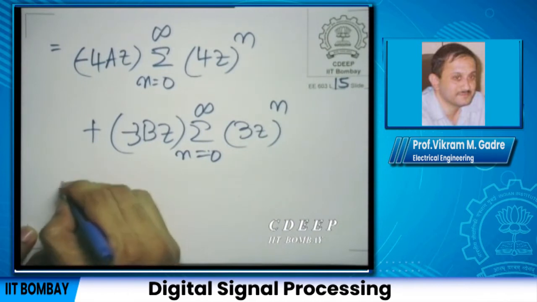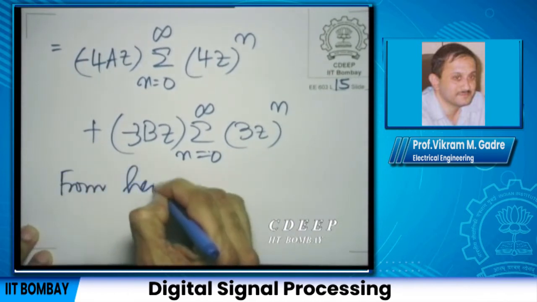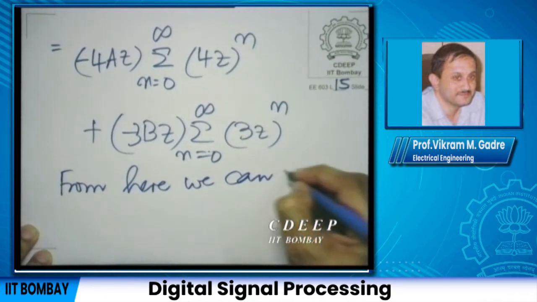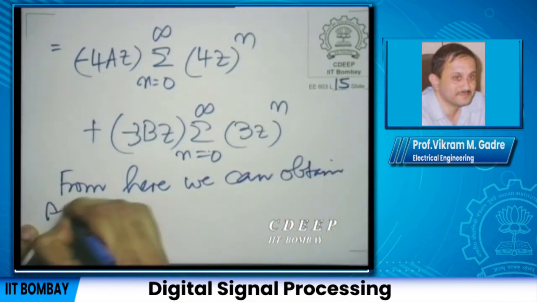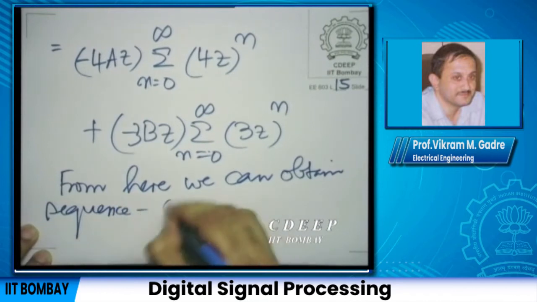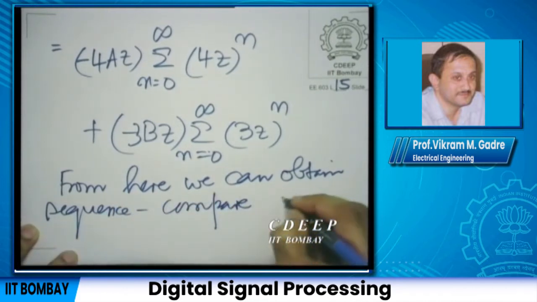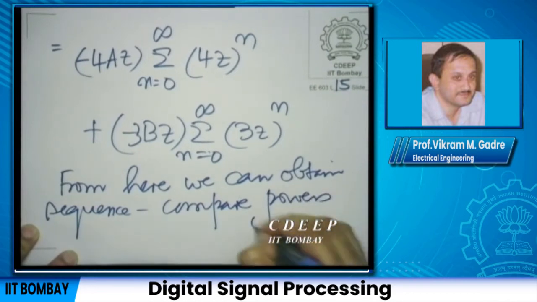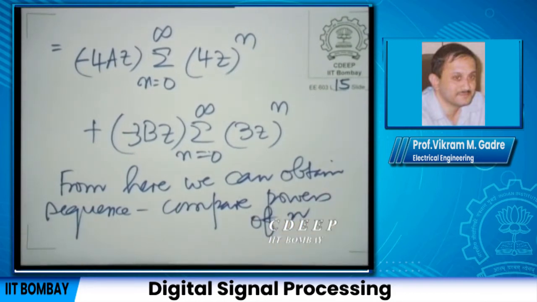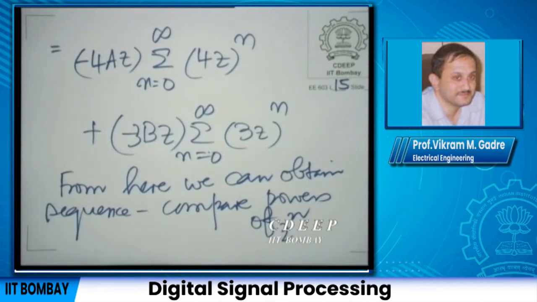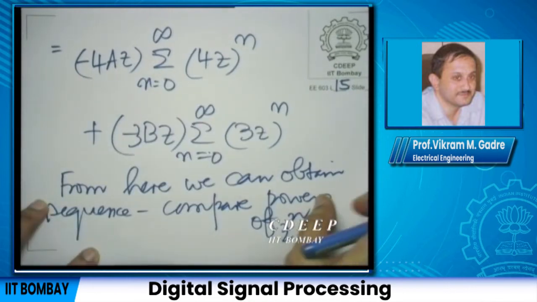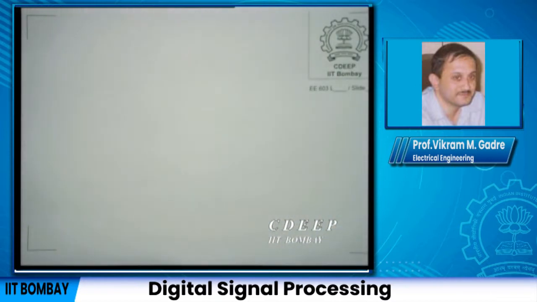And from here, we can obtain the inverse Z transform. We can obtain the sequence. Compare terms, compare powers of n. So, what you need to do is to look at the general expression for the Z transform and compare powers of z raised to the power of n in both of them. So, I leave it to you to complete this. In fact, I shall write down the answer and leave it to you to prove it.